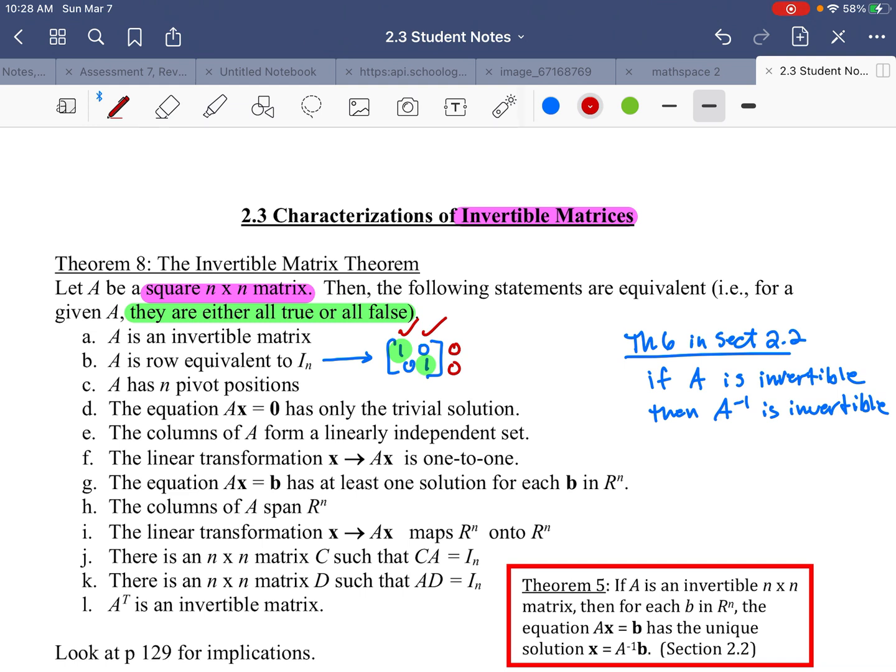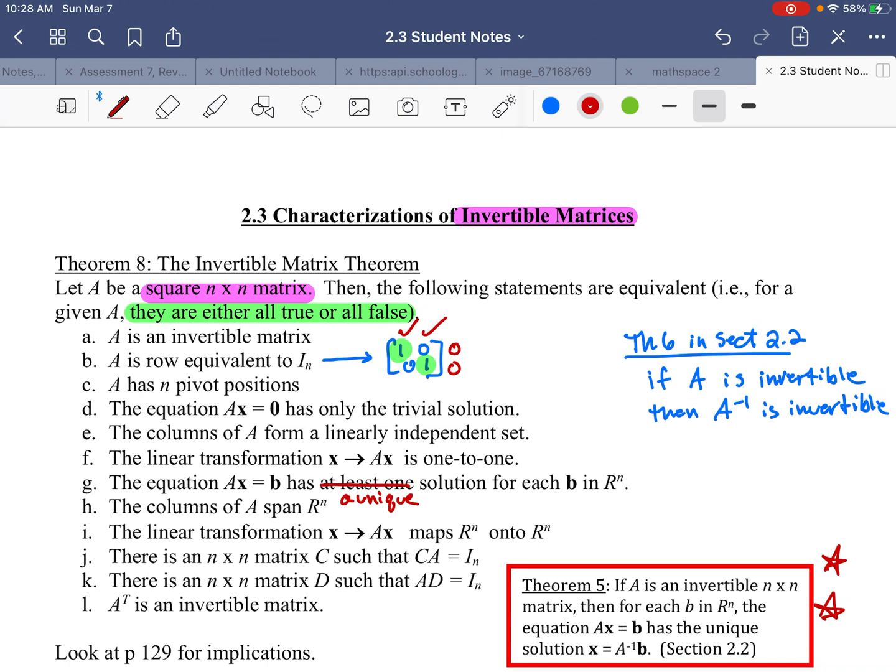The equation AX = B has at least one solution for each B in Rn. Part G is a little bit weird or tricky. It says at least one solution, so that could mean infinite solutions. But you can also replace this wording with a unique solution for each B in Rn, because of this theorem right here, theorem number 5. So one kind of makes the other one more precise.